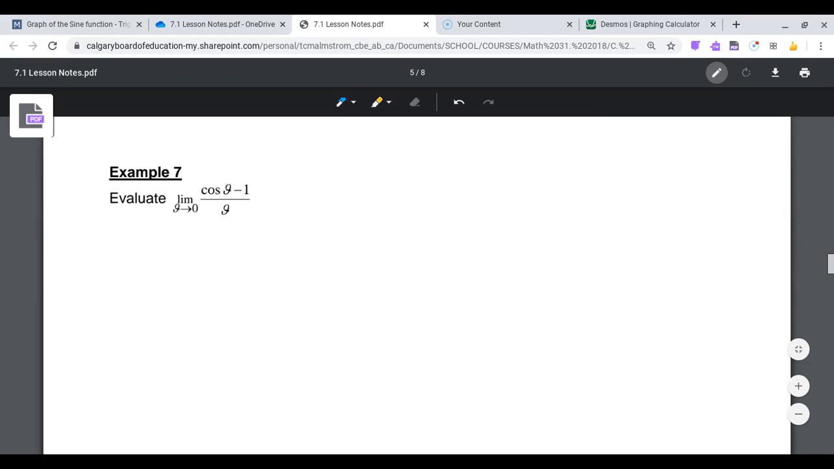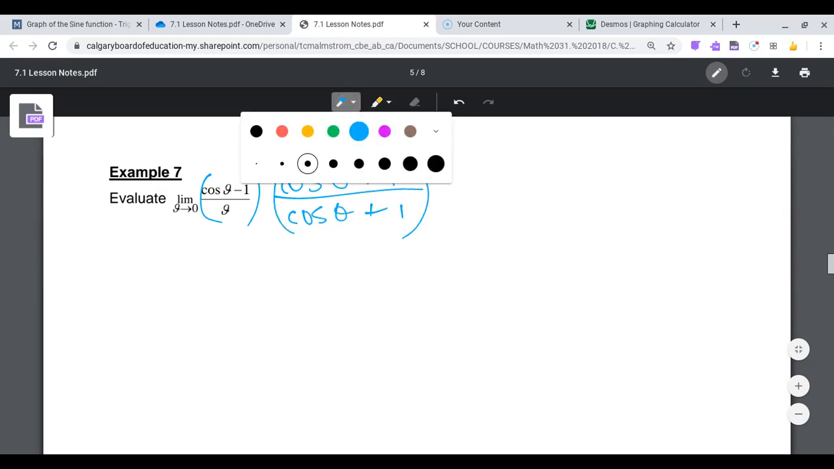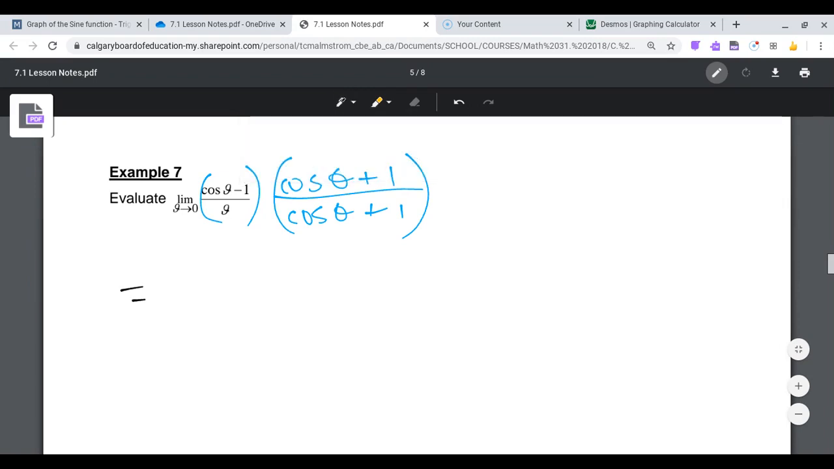One of the things I do notice is that with cos theta minus 1, it might work to multiply this by its conjugate, so cos theta plus 1. What you do on the top, you need to do on the bottom, so you haven't changed the expression. That's all equal to 1. And so now I'm going to write the limit. Remember, you can't drop the limit part as theta goes to 0.